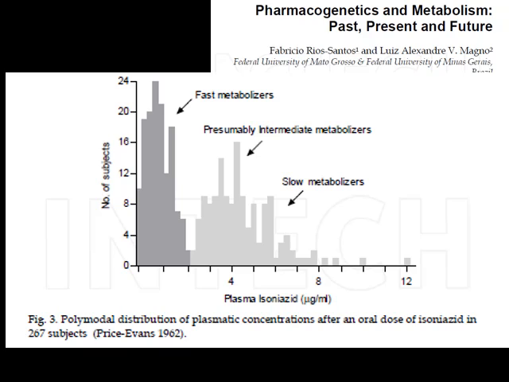So the author, Dr. Price Evans, is actually the one who came up with this idea of fast metabolizer, slow metabolizer, and intermediate metabolizer. That's where these words come from.